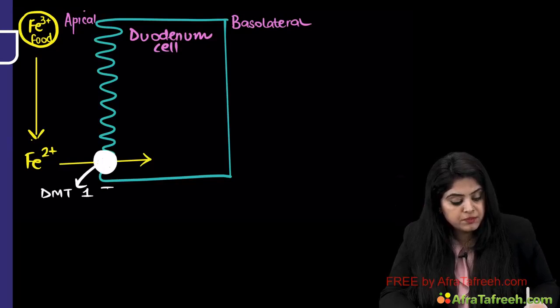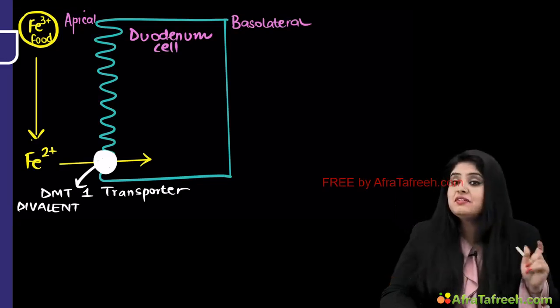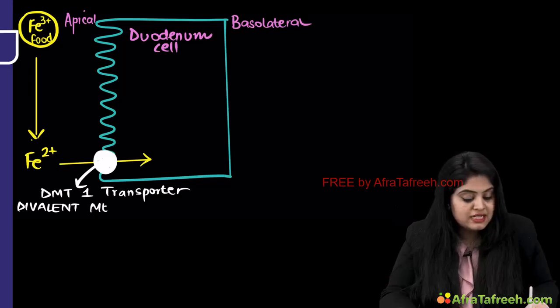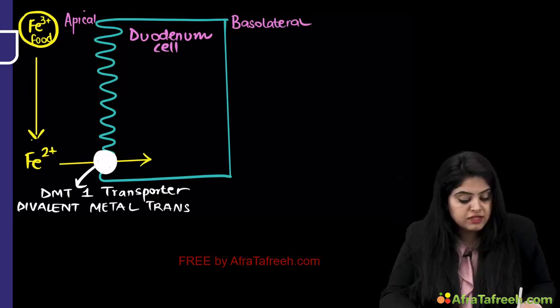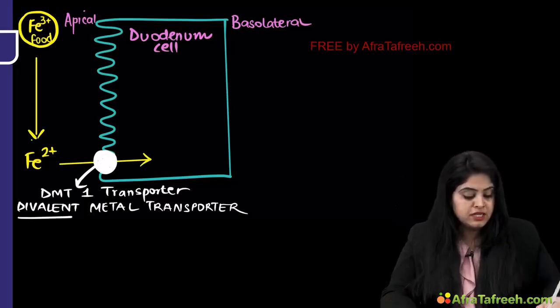That is known as the DMT1 transporter. Do you know the full form of DMT? Divalent. Now that tells you the valency. What will it allow? Divalent metal transporter. Which kind of metals does it allow? It always allows the 2 valency ones. So what all will it allow? Fe2+ or Fe3+? Now you've got the concept. It will only allow Fe2+ to pass through it.